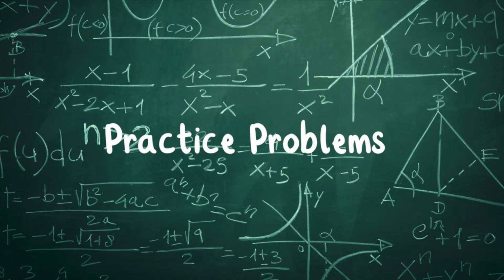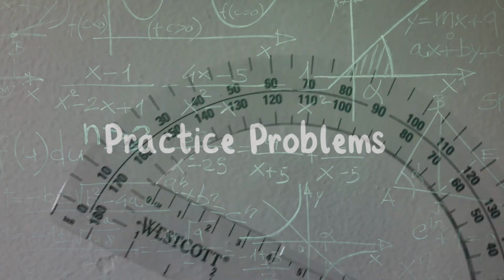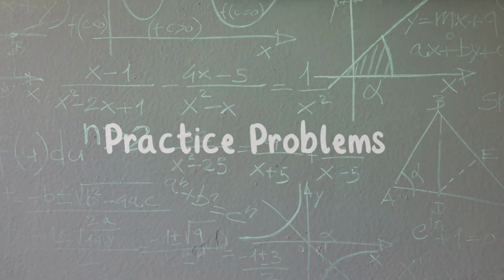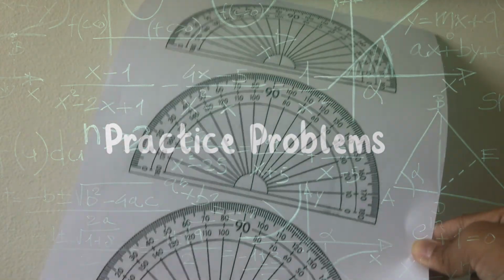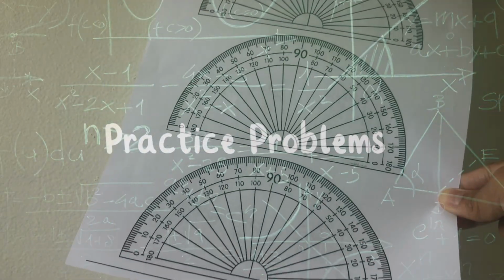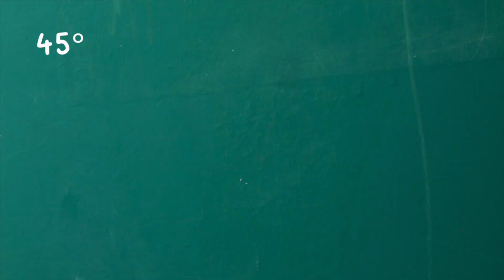Practice problems. Use a protractor to draw each of these angles. If you don't have a protractor at home, give this printable protractor a try. 45 degrees. 90 degrees.